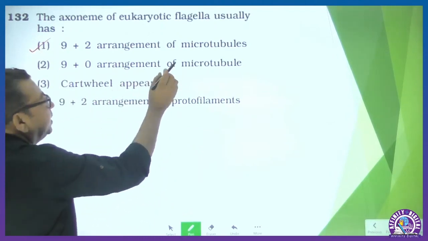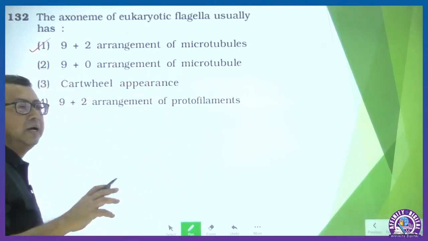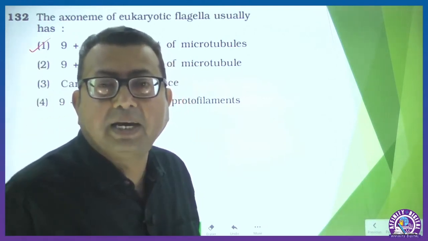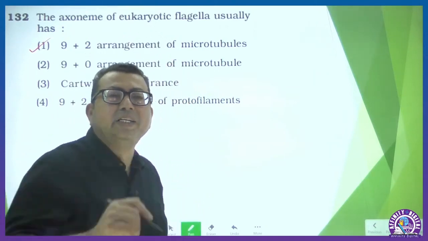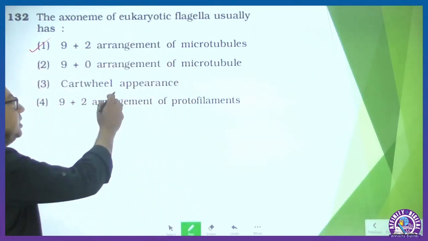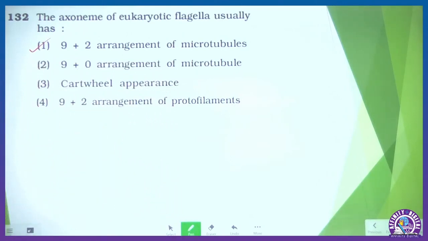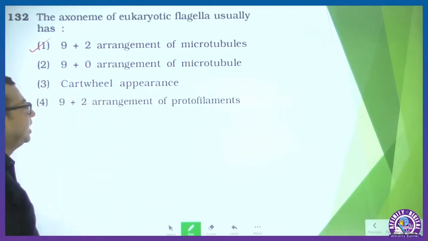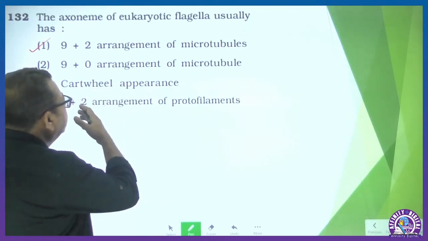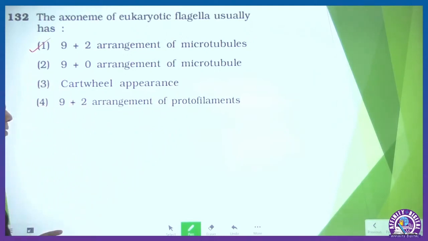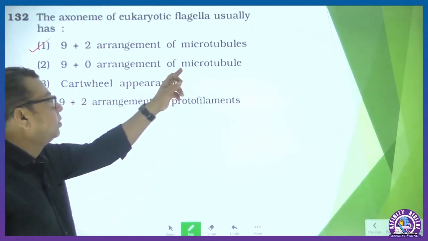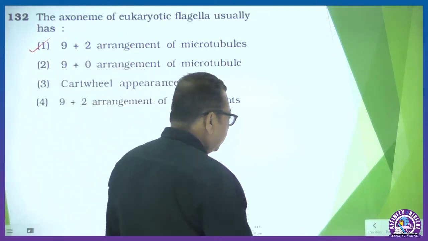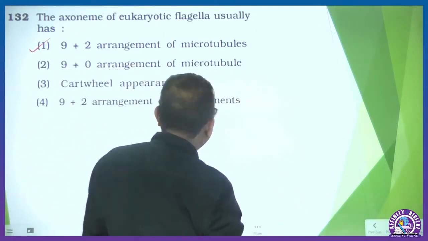9 plus 0 arrangement of microtubules is found in the basal body of eukaryotic cilia and flagella. And what is the basal body of eukaryotic cilia and flagella? It is the centriole. So, 9 plus 0 arrangement of microtubules is found in the centriole, which forms the basal body of eukaryotic cilia and flagella. And cartwheel appearance belongs to whom? The centriole. 9 plus 2 arrangement of protofilaments is nowhere found. But every microtubule is composed of 13 protofilaments. So, the answer for this particular question is option 1.